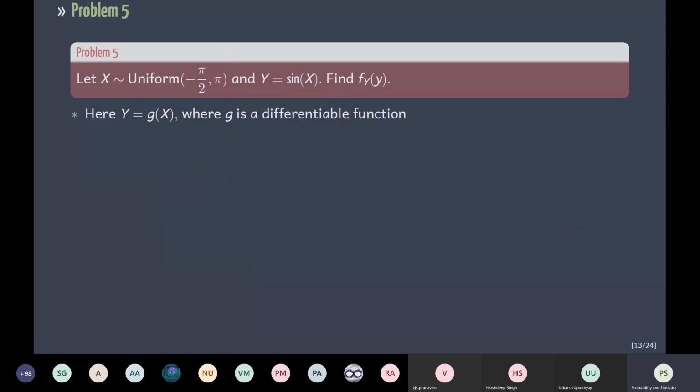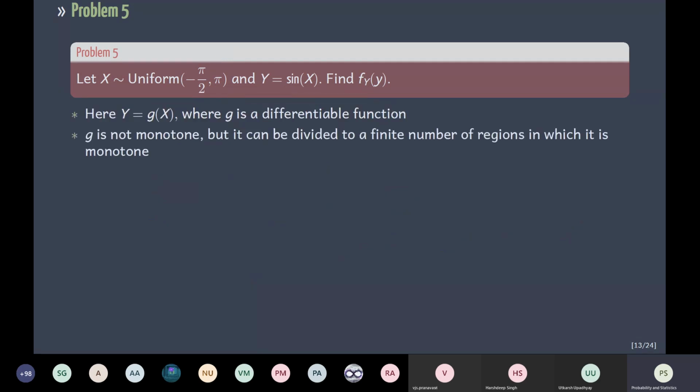So this g is differentiable, that's what we noted down. g is not monotone actually, but it can be divided into a finite number of regions in which it is monotone. We observe that the range of x is minus pi by 2 to pi, and we observe that the range of y is minus 1 to 1. So you apply sine on this interval, and then you get the range. The lower limit will be -1 and the upper limit will be 1.